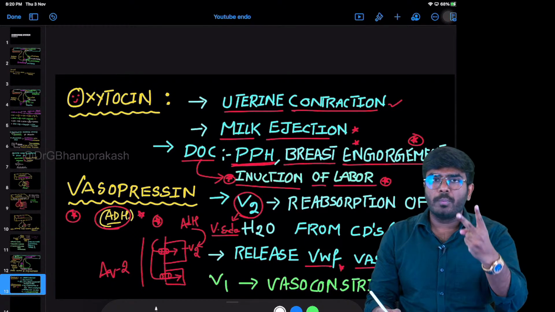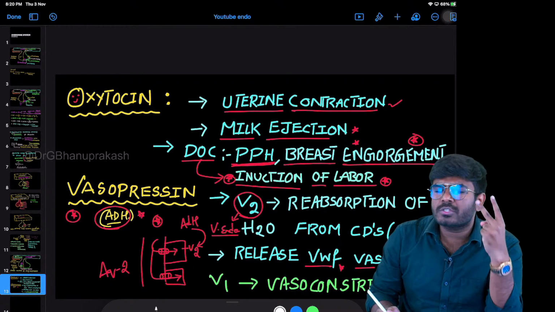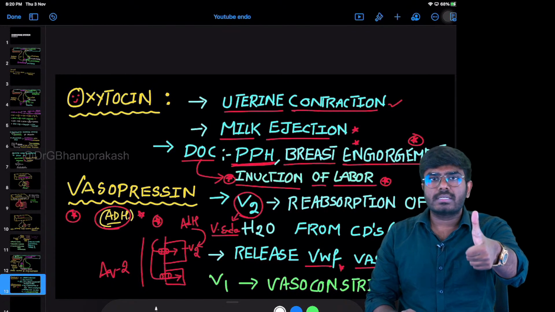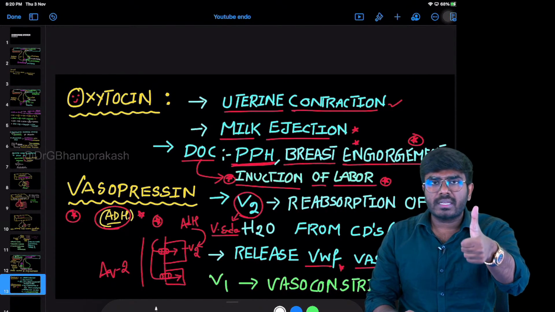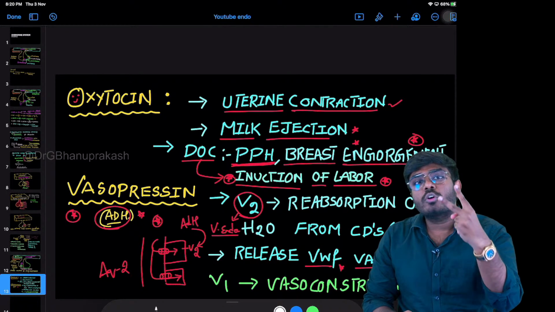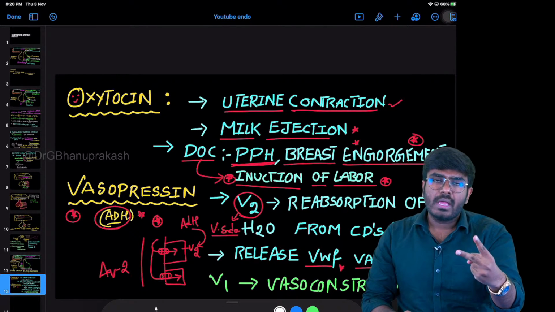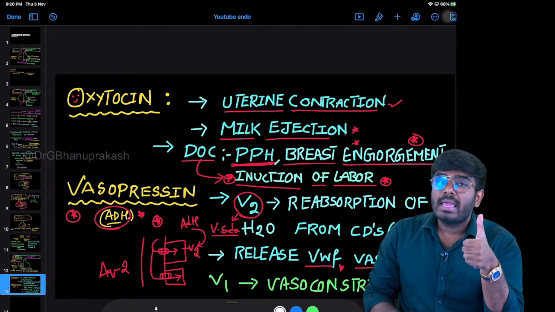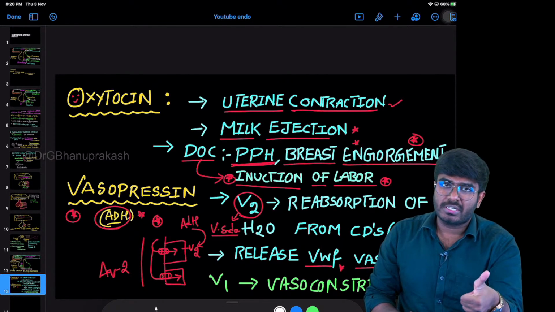So, V2 receptor, two important places. What are the two important places of V2 receptors? The V2 receptors are present on the collecting ducts, where they help in water reabsorption. The same V2 receptors are also present on the vascular endothelium. Now, the vascular endothelium releases von Willebrand factor, which helps in platelet adhesion and platelet aggregation.